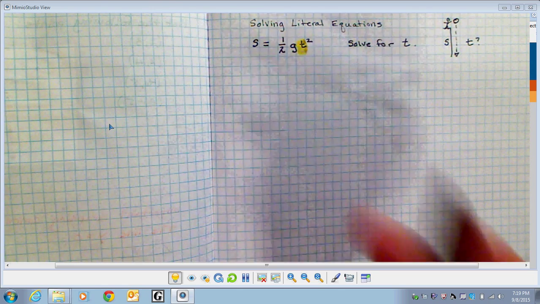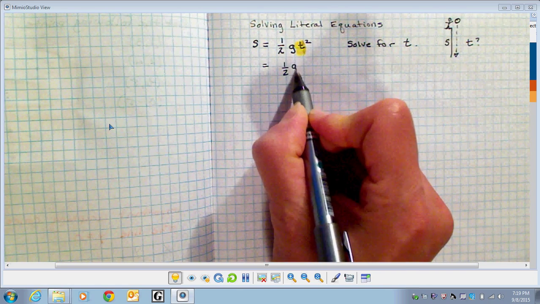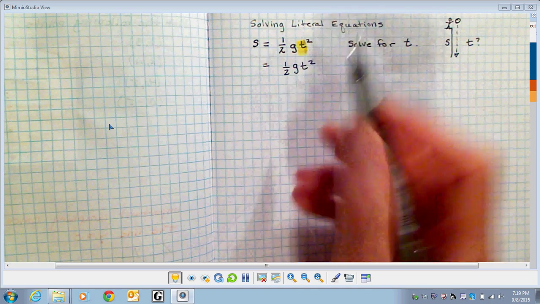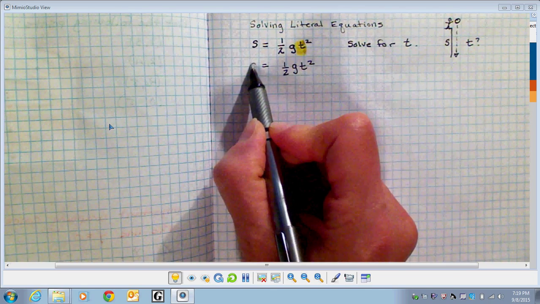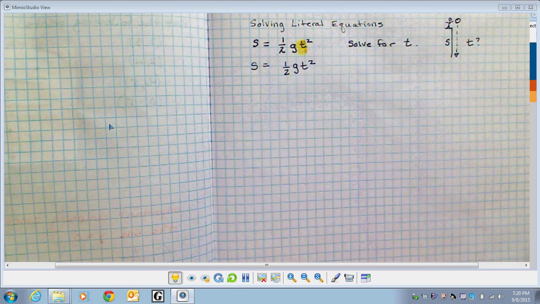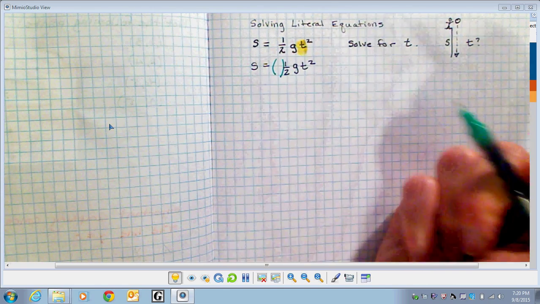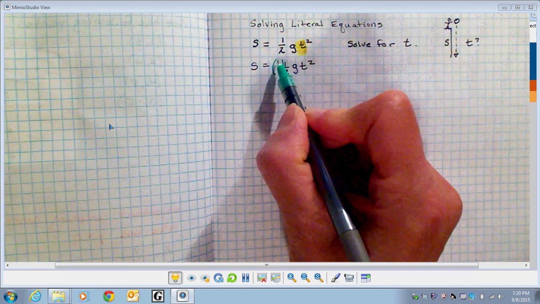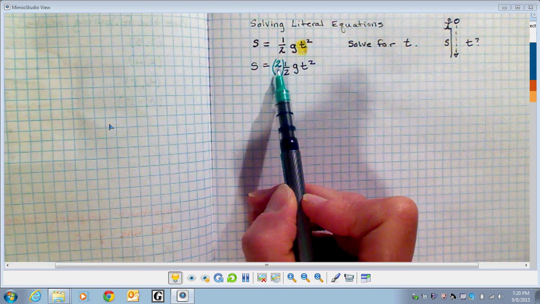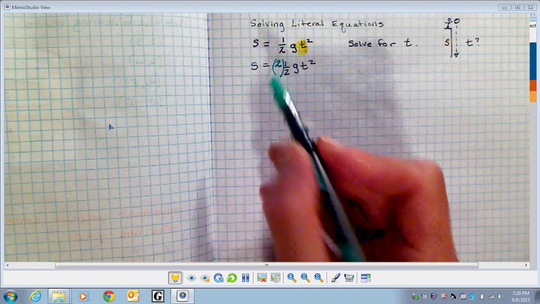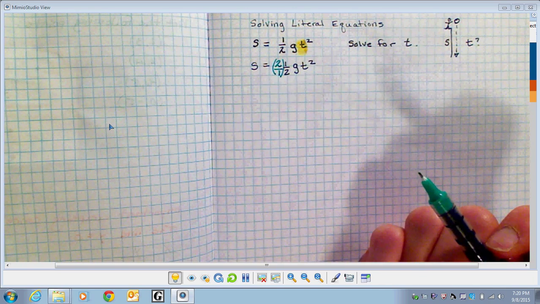So I have 1/2 g t squared. So let's turn that 1/2 into a 2. So what would I do to turn the 1/2 into a 2? I would have to multiply it by its inverse. So the inverse of 1/2 is 2. So where is that 2? That 2 is in the numerator. I very intentionally put it up there. We could write 2, or we could write 2 over 1. It really doesn't matter. It's the same thing.